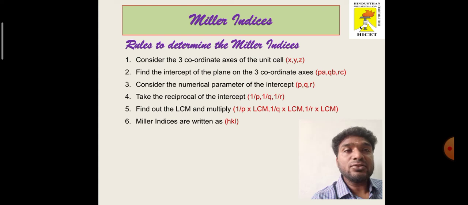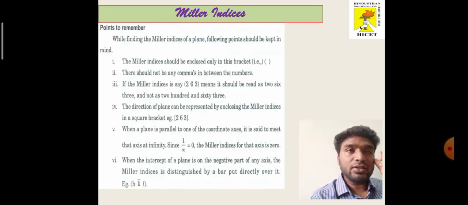So these are all the rules to determine the Miller indices. First, we have to consider the three coordinate axes. Next, we have to consider the intercepts. Then we have to consider the numerical parameter of the intercept. Then we have to take the reciprocal. Then we have to find out the LCM. That LCM will be multiplied by each and every reciprocal. Then we can get the Miller indices. So that is why Miller indices is also defined as the reciprocal of intercepts. Okay. We will move to the next one.